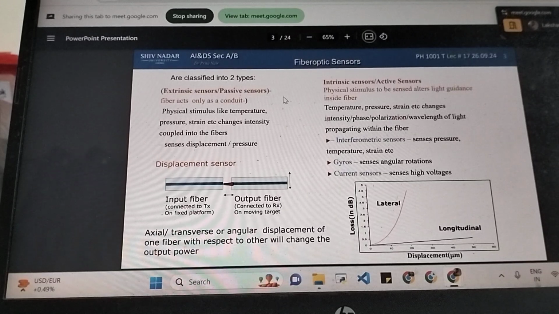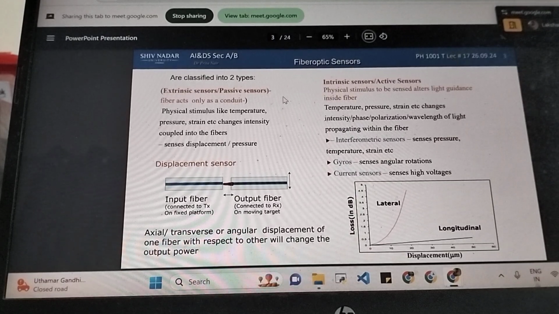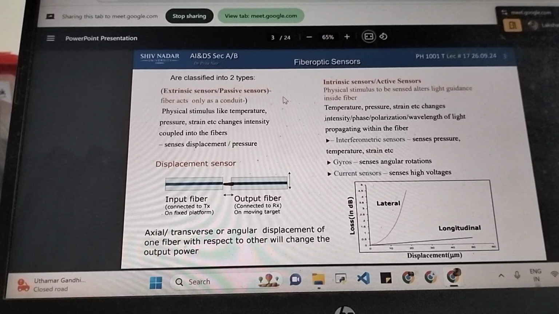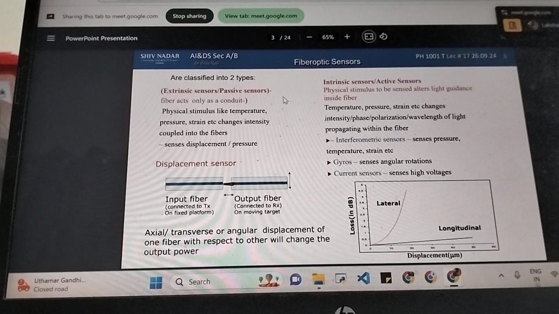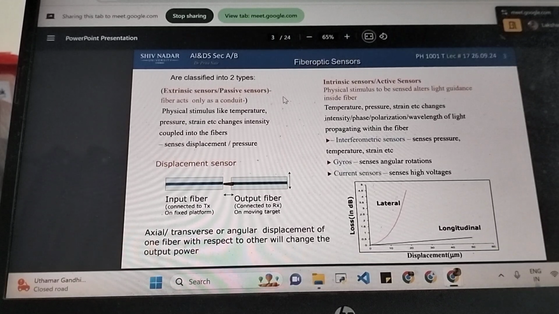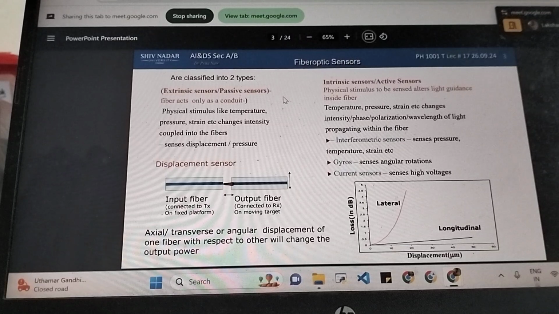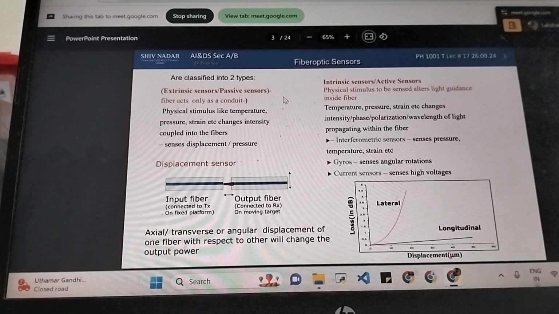So there are two types of fiber optic sensors, passive sensors and active sensors. The core idea behind both is there is one physical quantity which you are trying to measure or sense, for example, temperature, pressure, strain, whatever. So you have a fiber optic cable, you couple light into it, and then the light travels through it and comes out. Meanwhile, you change this physical quantity, as in you increase or decrease the temperature, or you apply pressure, or you remove some pressure, or whatever it is which you are trying to measure, you change that quantity.